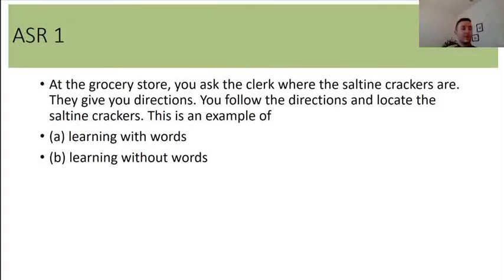So let's do some ASRs. The first ASR here is at the grocery store. You ask the clerk where the saltine crackers are. They give you directions, you follow the directions, and locate the saltine crackers. This is an example of A, learning with words, or B, learning without words.